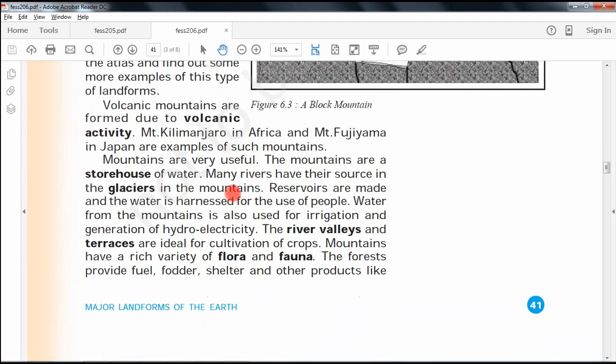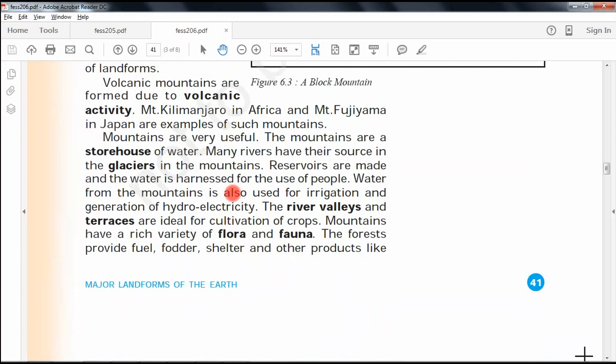The third type of mountains are volcanic mountains. These are formed due to volcanic activity. Mount Kilimanjaro in Africa and Mount Fujiyama in Japan are examples of such mountains. In volcanic activity, magma from the Earth's inner surface comes out and the lava spreads around that hole and forms a volcanic cone.